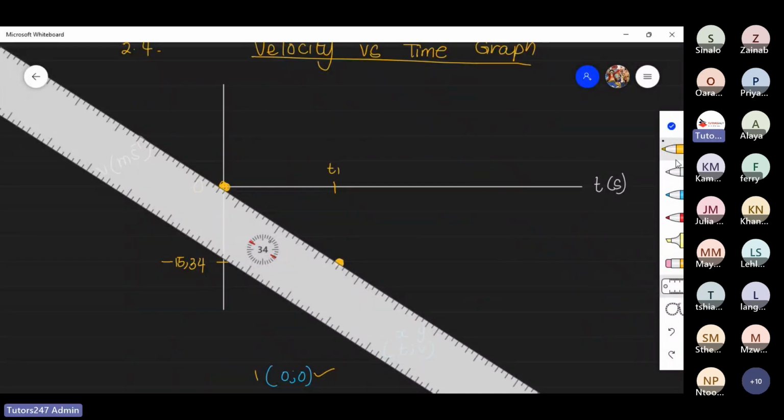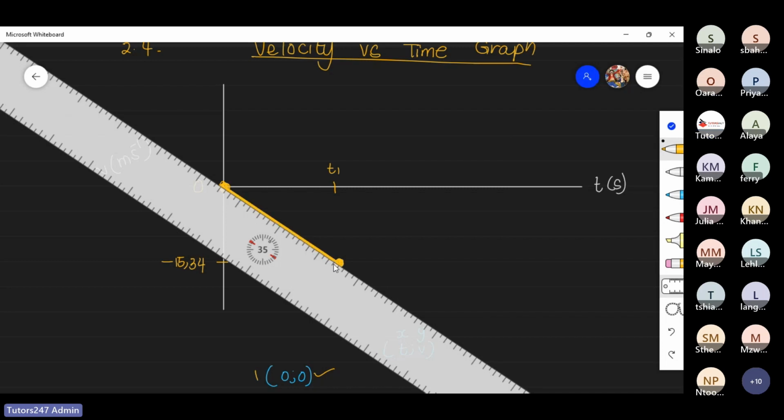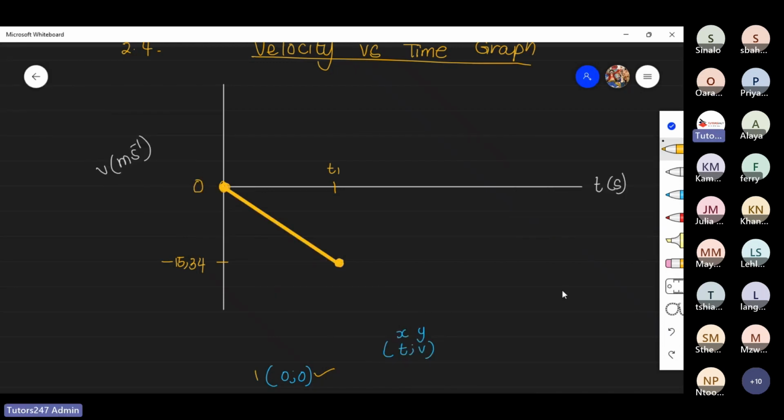Let me use a thicker line. So this will be our graph. So that is the first part. All we did was the initial, which was 0 time and 0 velocity when it was dropped. So we'll make a slight note.